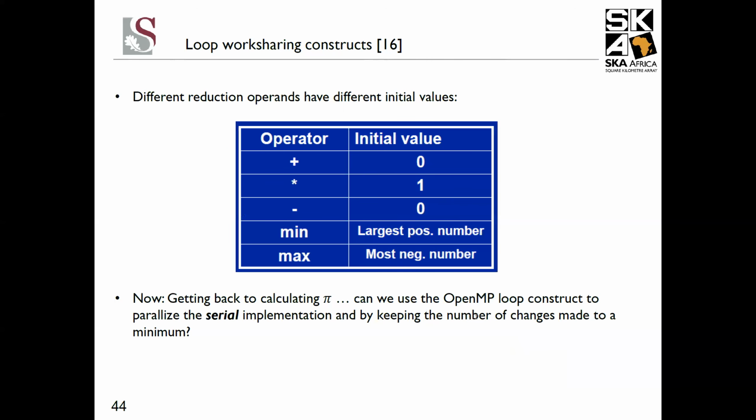So let's get back to our pi calculation. How can we now use the OpenMP loop construct to parallelize our serial implementation? Another thing we want to do as programmers is not rewrite things a lot. We want to keep things as simple as possible. So for this particular example, how can we make a minimum amount of changes to our serial code and convert it into parallelized OpenMP code?